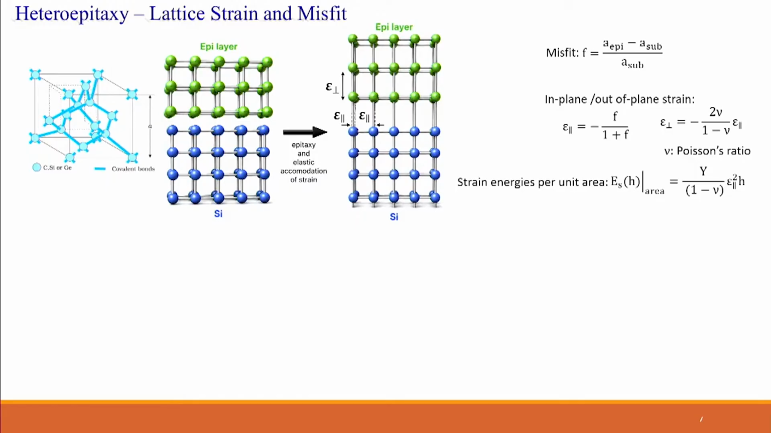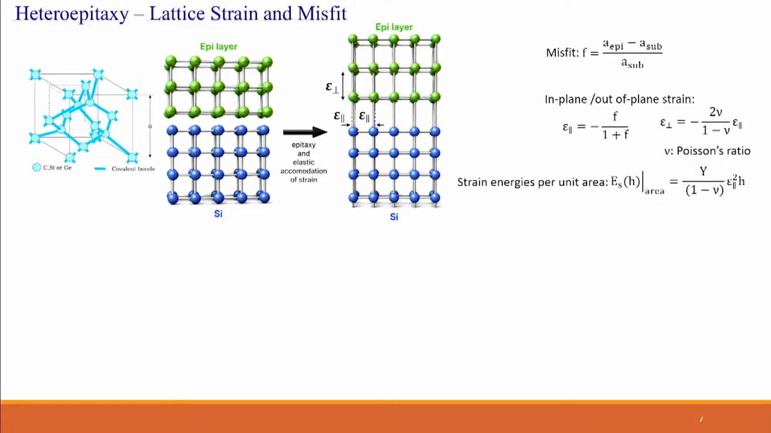When you do an XRD, you actually measure this out-of-plane lattice parameter. Using the elastic constants, you can get an idea of the in-plane lattice parameter. When you compare it to the bulk lattice parameter, you get an idea of the misfit. The misfit is what determines the strain in the lattice. So the strain energy scales proportionally with height. The thicker it grows, the more strain energy it is accommodating.